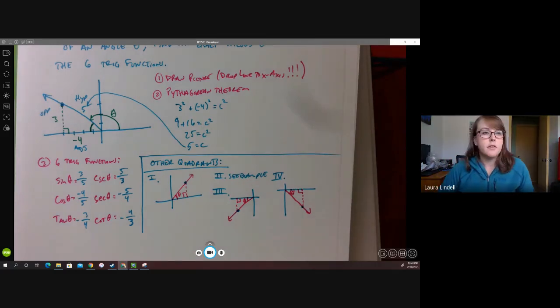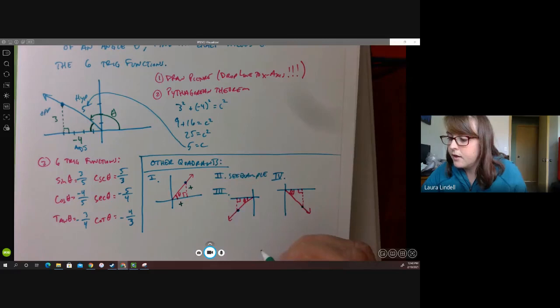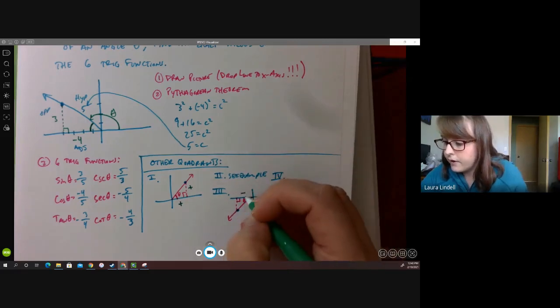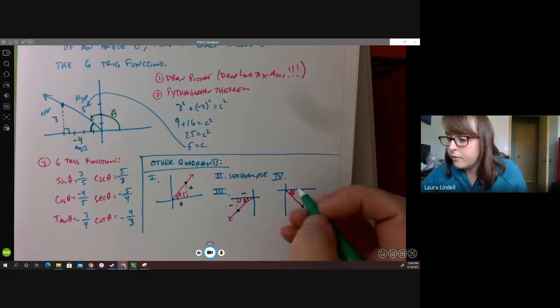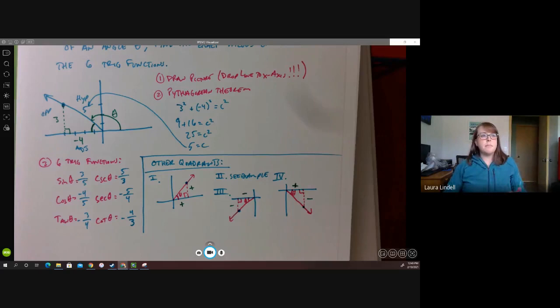Okay. Also, some things to keep in mind. In the first quadrant, both values are positive. In the third quadrant, both values are negative. And in the fourth quadrant, we have the x being positive and the y being negative. So just things to keep in mind as we go through this, making sure that we've got the correct positives and negatives given the quadrant that we are in. Okay. So that's what it's going to look like in other quadrants. Let's do some more of these.